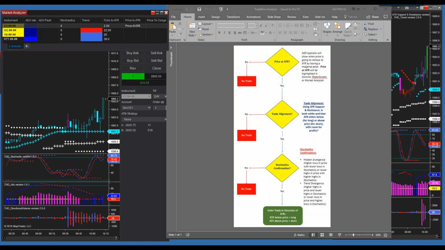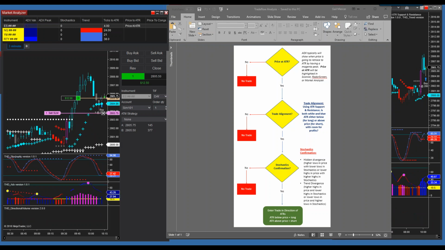The magenta peak also suggested a retracement back to the ATR. Yes, it did, Mike. The magenta peak here said we were coming down to the ATR, which we did do. Okay. At the moment, we do not have hidden divergence, but you are going into a market that's overextended. On the 3-minute chart, I'm still questioning it because of the 12-minute.